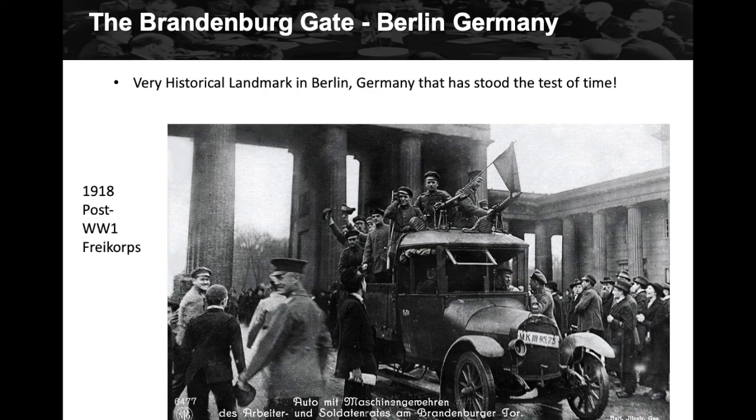4 years later, in 1918, post-World War I, now Germany, they lost the war, and now they're kind of in an upheaval. And remember the Freikorps? Well, we had a lecture not too long ago about the Freikorps. Well, here's some Freikorps members on the back of a truck. And again, Germany is entering into a time of upheaval. But there's the Brandenburg Gate right there in the back.